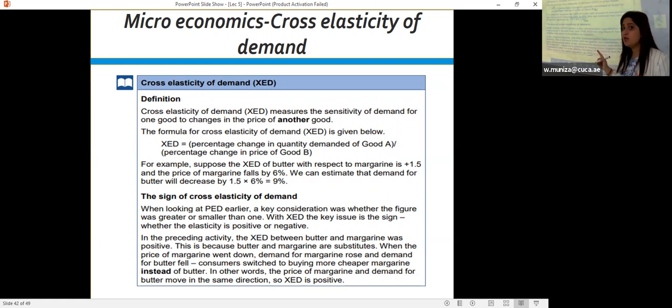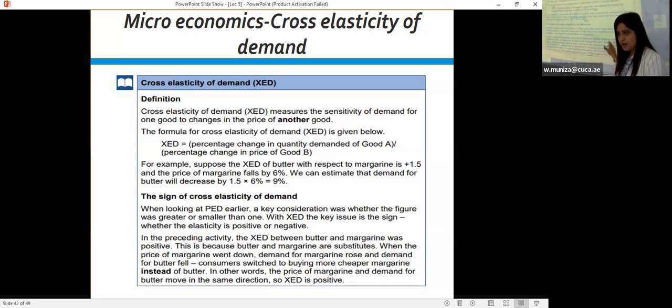If they are negatively correlated, like we are going to see in the case of complements, the products complement each other as well. Say, for example, toys and batteries are complements for each other. If the prices of the toys are going to increase, the demand for the batteries is going to decrease. So they are complements for each other. The answer to the calculation will be negative because both of the products now will be going in opposite directions.